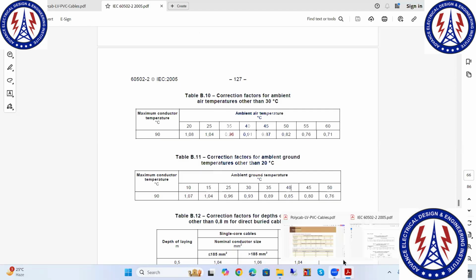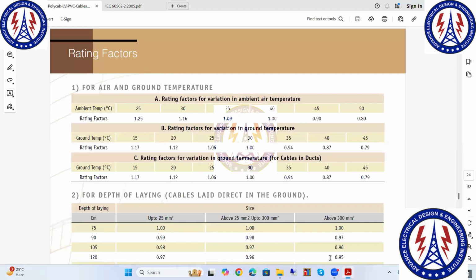So if we do this properly, it means we are following the correct standard. Okay, so this point is clear. Rating factor is clear.